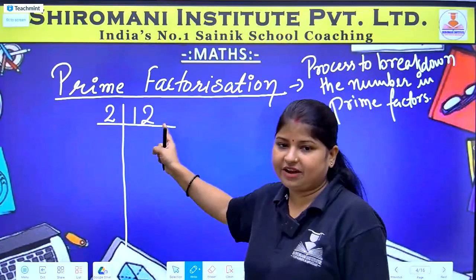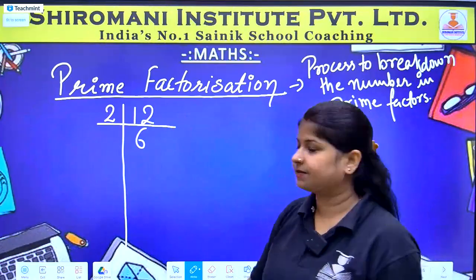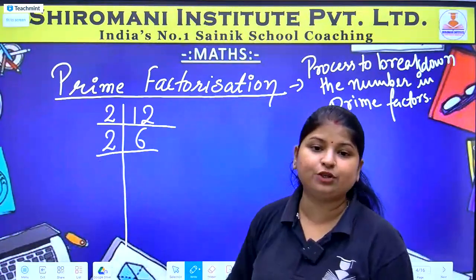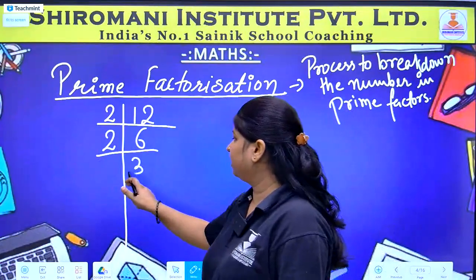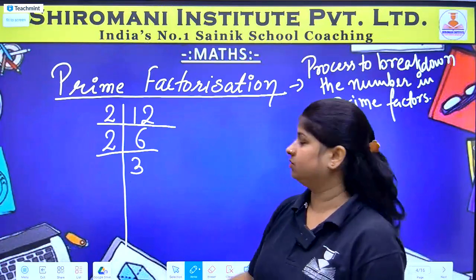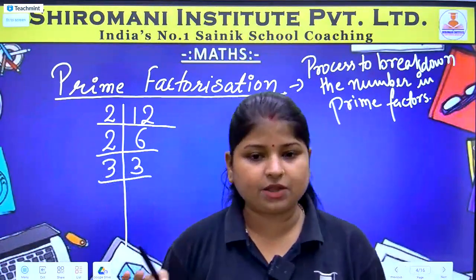So first I will divide this 12 by 2. I got 6. Then I will divide this 6 again by 2. I got 3. And now this 3 is divisible by what? 3, because 3 is not divisible by 2. 3 is divisible by 3.